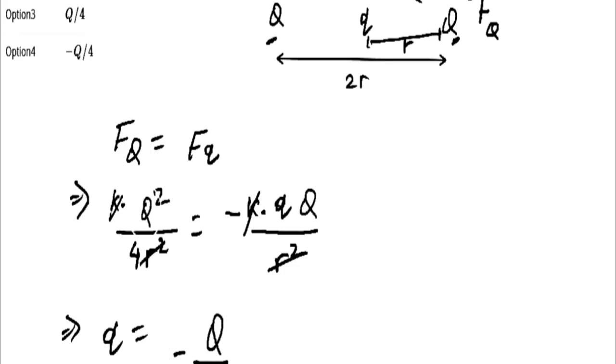Among these options, you will get option 4, that is minus Q upon 4, as the correct answer. So option 4 is the correct answer here. That's all for this question, guys.